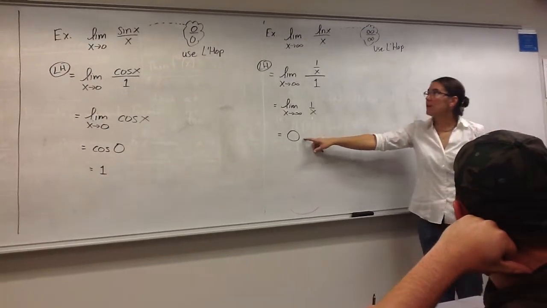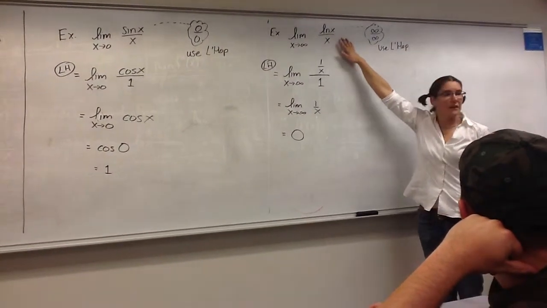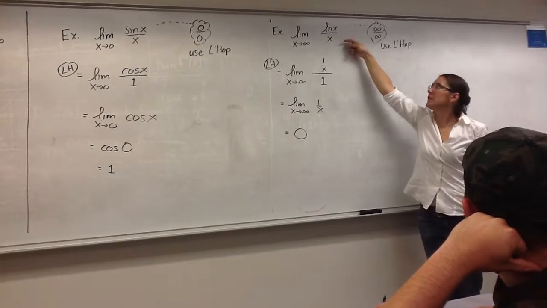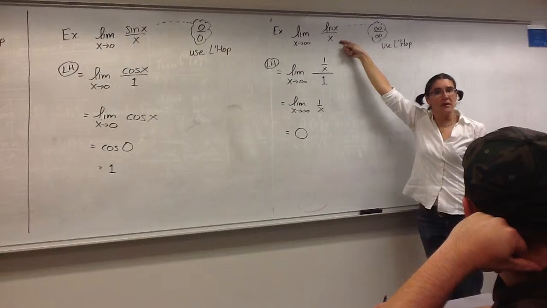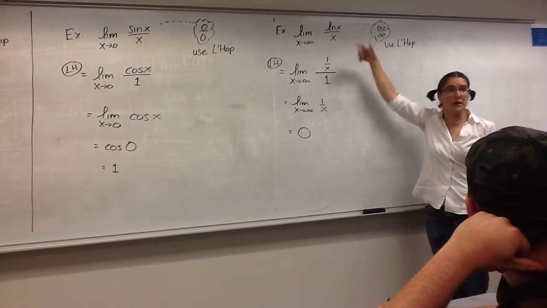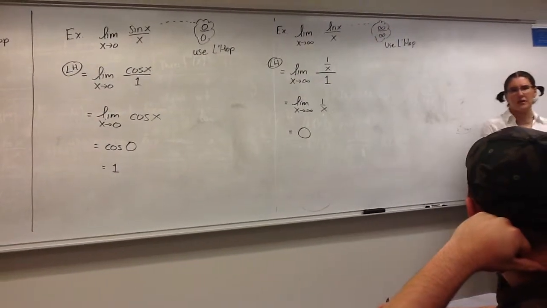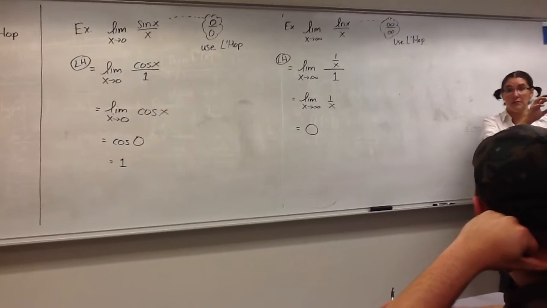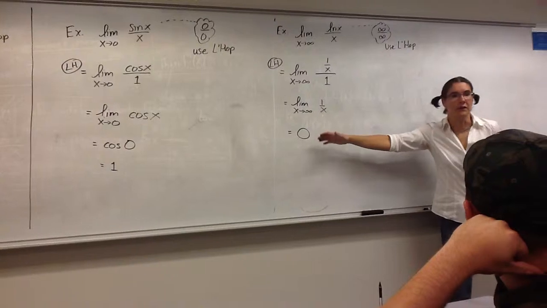Now, what does this 0 tell us? What it tells us is that as x gets really big, the denominator is trumping our numerator. So our denominator is getting large much faster than our numerator. So the numerator is small in comparison to the denominator. And so our final limit is 0.